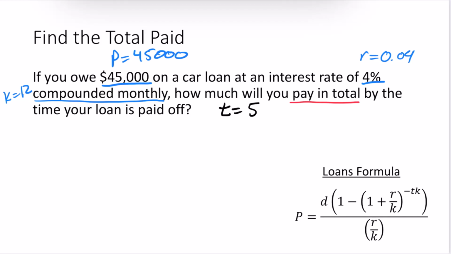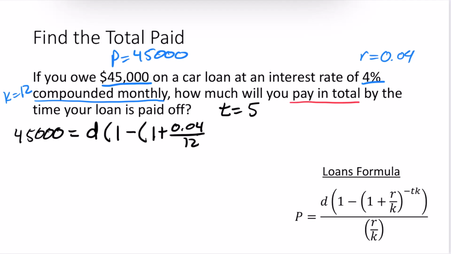So to calculate this out, we first of all need to figure out the deposit. So to find the deposit, we'll use the loans formula and we'll say 45,000 equals our deposit times 1 minus 1 plus the interest rate of 0.04 divided by 12 raised to a negative exponent of 5 times 12 because there's going to be 5 times 12 months that the interest is being compounded, and then divide that by 0.04 divided by 12. So let's go through and do our mini calculations.